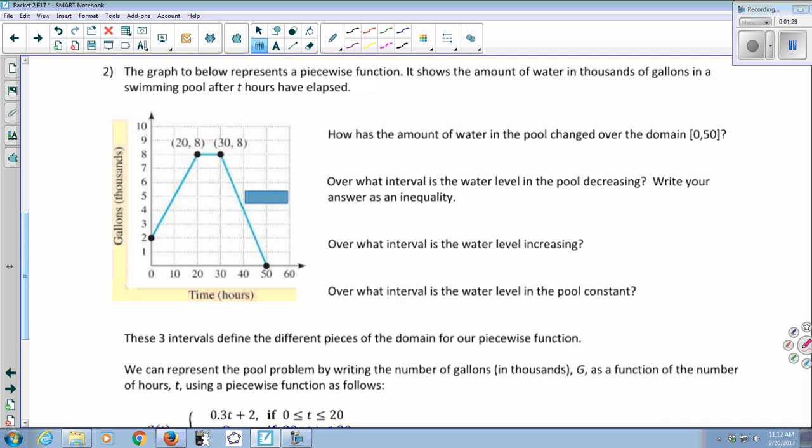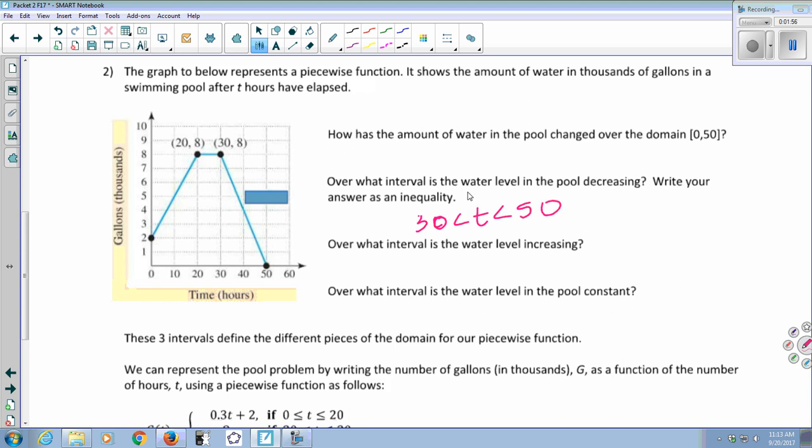Over what interval is the water level in the pool decreasing? Write your answer as an inequality. So it's decreasing from time 30 to time 50. So we'll say time bigger than 30, but less than 50. And we should not be including the endpoints for decreasing or increasing.